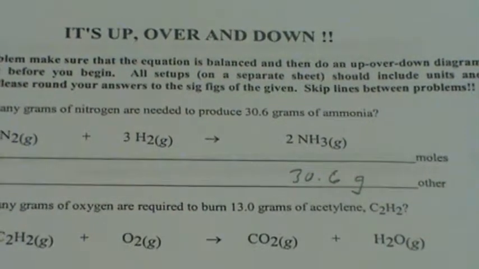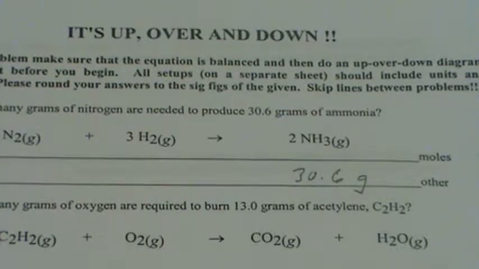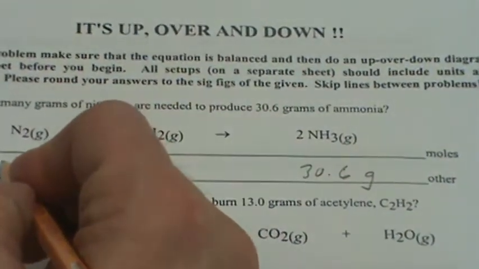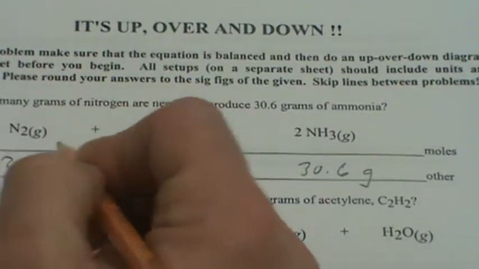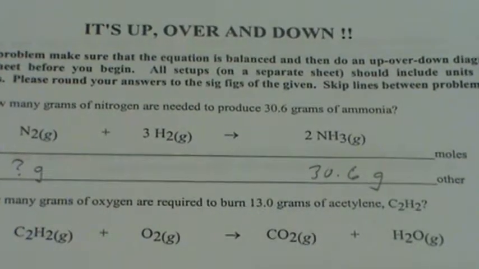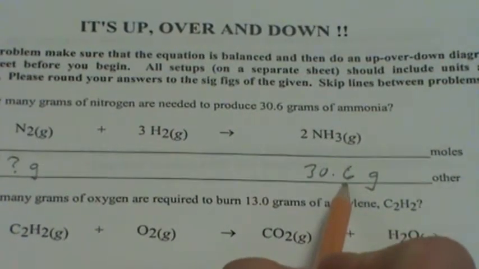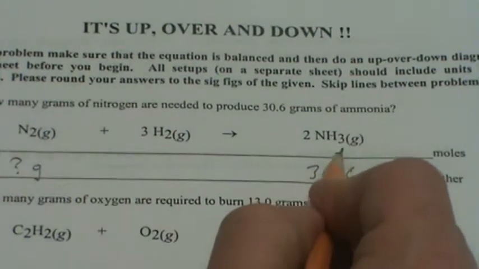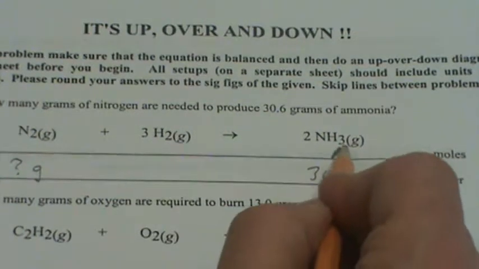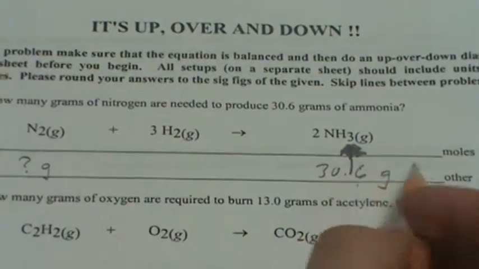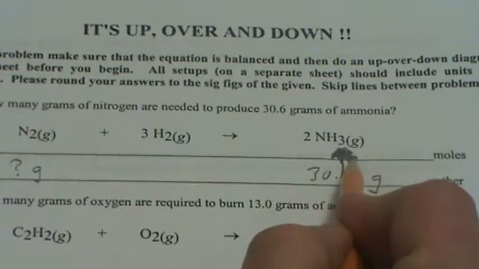Now, it asks to find how many grams of nitrogen. So I'm going to go over here to where nitrogen is on the formula and just put a question mark grams because that's what I'm trying to find. Now, this up, over, and down method asks you to do this. Basically, if you are not in moles, it says to change to moles, move up. So that's supposed to be an arrow, I'm not the best artist, but that's an arrow. So you're going to change grams to moles using the molar mass of NH3.